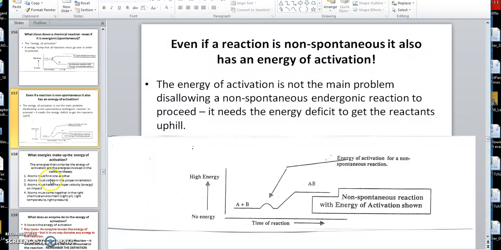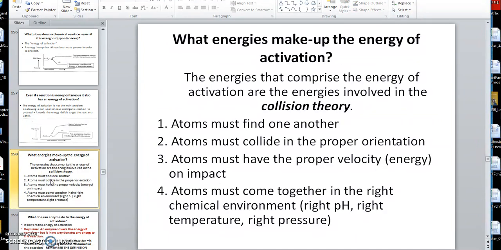Now, what am I going to say is that energy of activation? It's back in my inorganic. It's really more of the collision theory. If you look back, even if two things are favorable for one another, they still must find one another, collide and everything I mentioned. So that energy of activation really falls under the auspices of that collision theory.